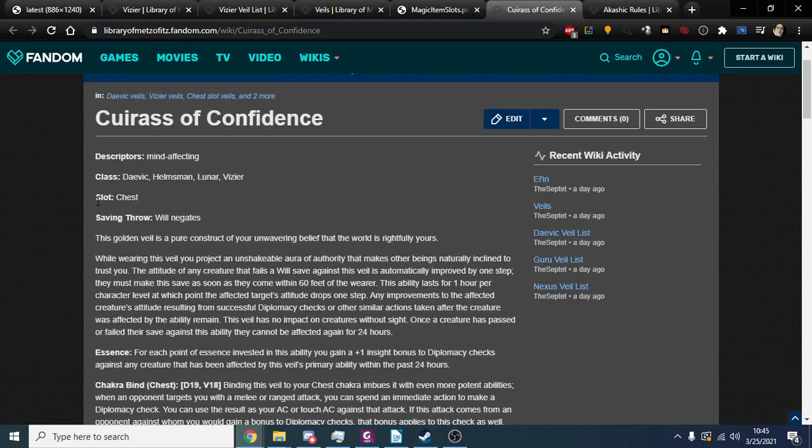Next is the slot, and this is where Akasha starts diverging from Magic. You can see that the Cuirass of Confidence is a chest slot veil. Now, at early levels, the slot of a veil doesn't really matter, except for the fact that you cannot shape the same veil twice, nor can you shape the same veil in a slot as another veil. So if you have the Cuirass of Confidence shaped, you couldn't shape another chest slot veil, like, I can't even think of one now, the Raiment of Swirling Fog, I believe is a chest slot veil as well.